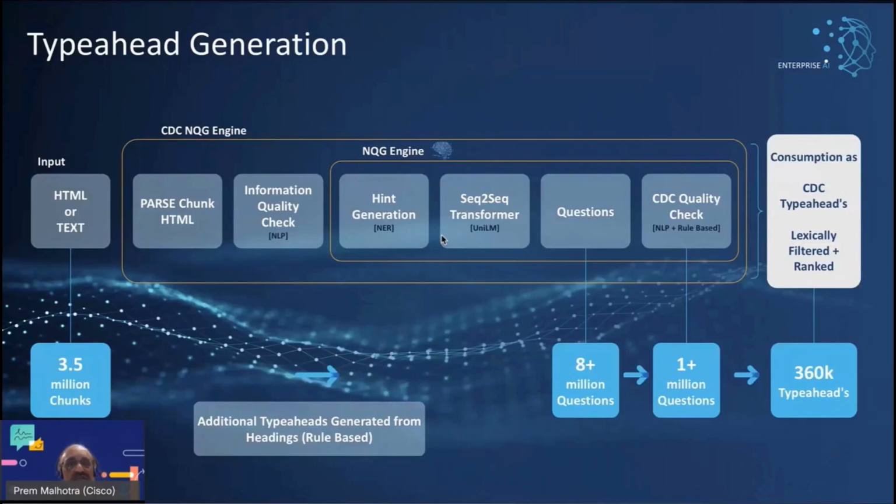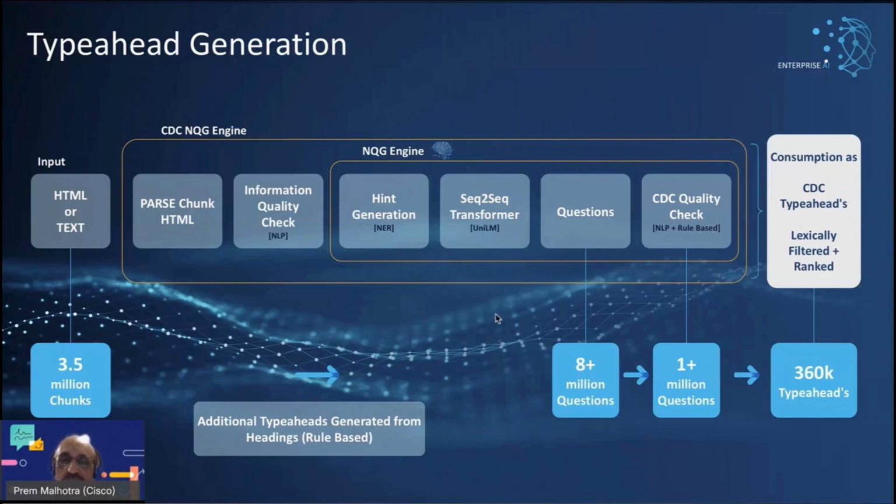Now the generation of type heads was done. Type heads look at each chunk and break it down further, looking for pieces, a few sentences, which have good information quality. Then a hint is generated for that using the NER process, or the entity recognition process. This is fed to a sequence-to-sequence transformer model, which comes from Microsoft, and it produces an abstractive language generation output, which is a question.